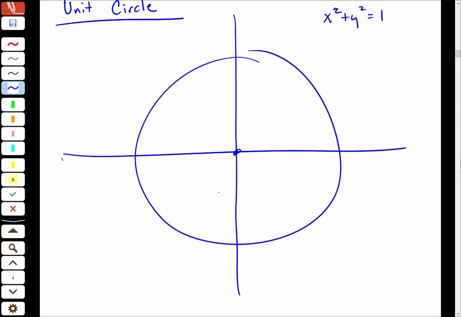The unit circle is a circle of radius 1, that's why it's called unit, and center at 0, 0, right? So the radius is 1.